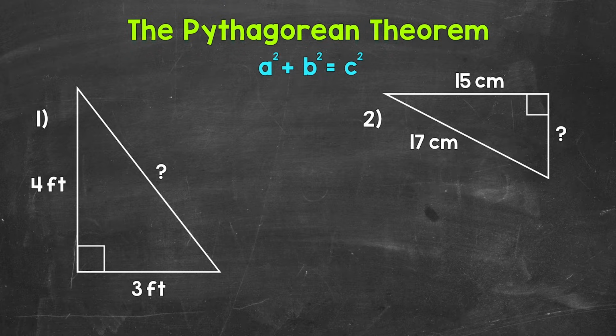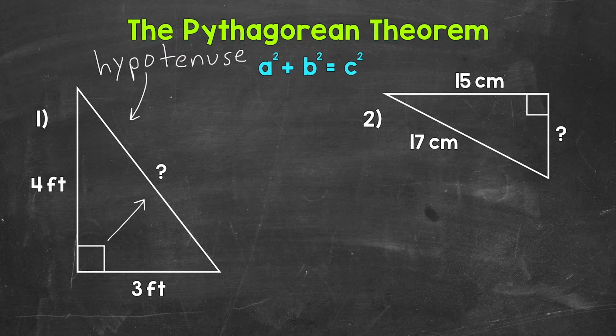Starting with number 1, where we have a right triangle. Now remember, the Pythagorean theorem applies to only right triangles. Before we get started with the specifics of the Pythagorean theorem, we need to take a look at the sides of this triangle. And we are going to start with this side right here. The side directly across from the right angle. This is called the hypotenuse.